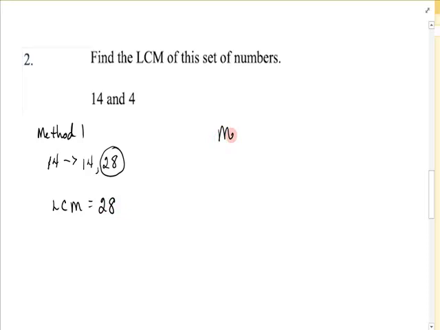Now let's use method 2. Method 2 is prime factors. So I've got 14 and 4, and I'm going to divide by primes. Remember that 2 is your first prime. 2 does go into 14 7 times. 2 does go into 4 2 times.